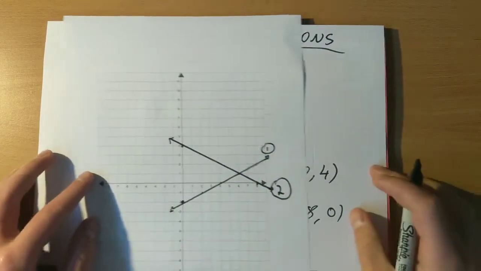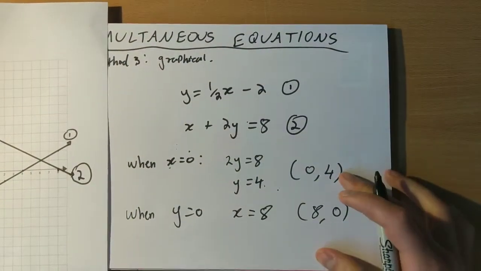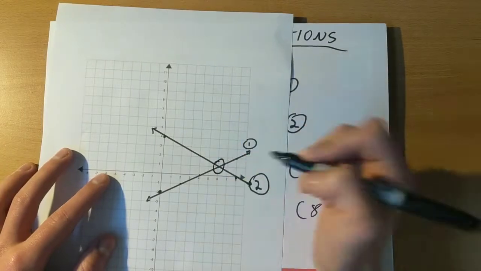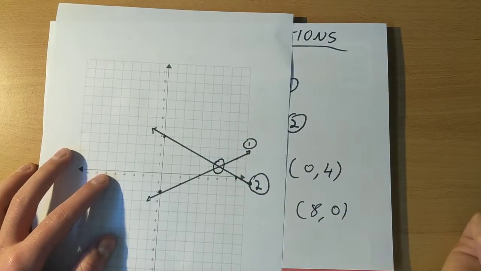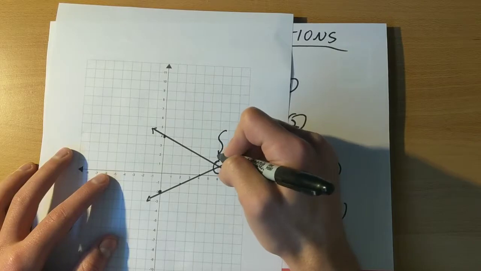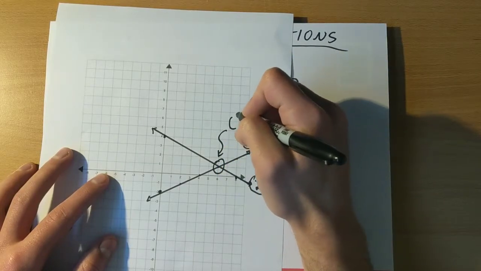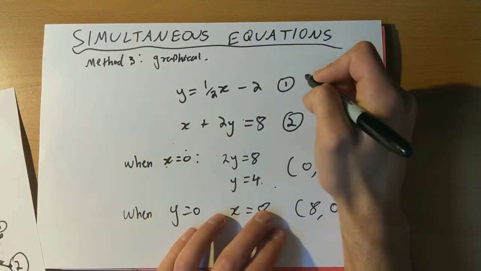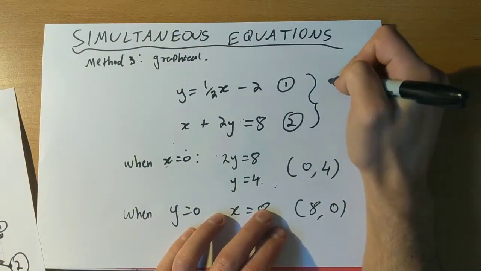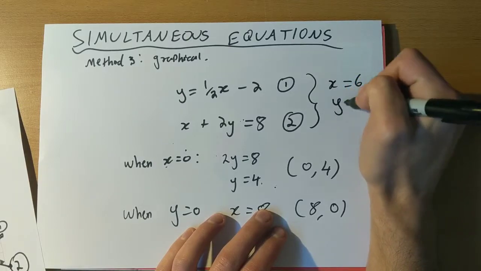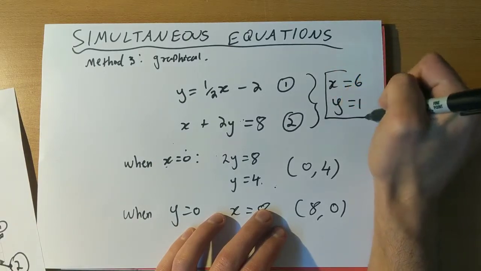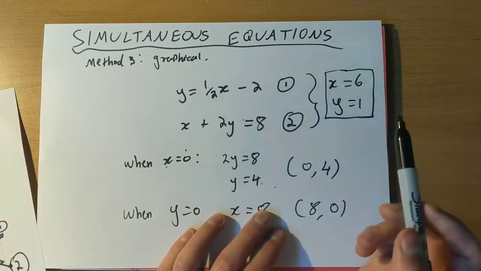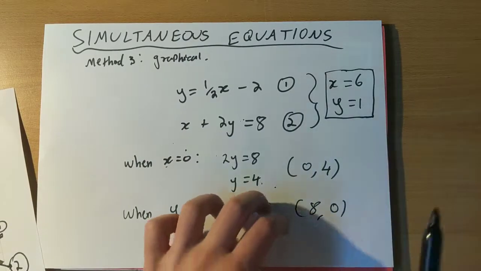And now solving these equations simultaneously becomes very simple. The solution is simply the point of intersection between the two lines. So the coordinate of that point of intersection is the point 6, 1, which means that my solution to these equations is that x equals 6 and y equals 1. And if you wanted to, of course, you could substitute 6 and 1 back into both of these equations to double check that it works.